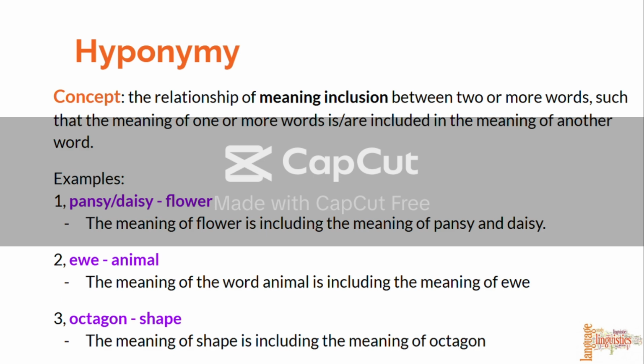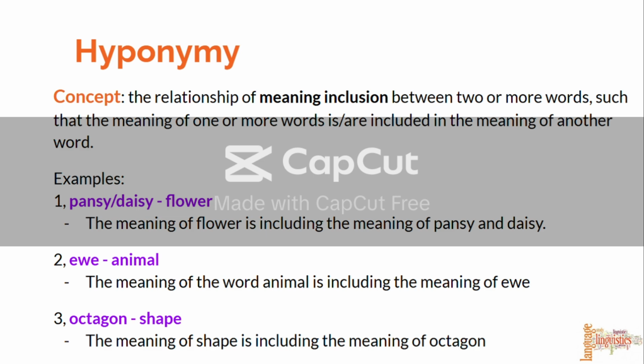Let's look at the first one, pansy and daisy, to the word flower. So the meaning of pansy and daisy, they are included in the meaning of the word flower. So they have a meaning inclusion relationship. They are in the relationship of hyponymy.